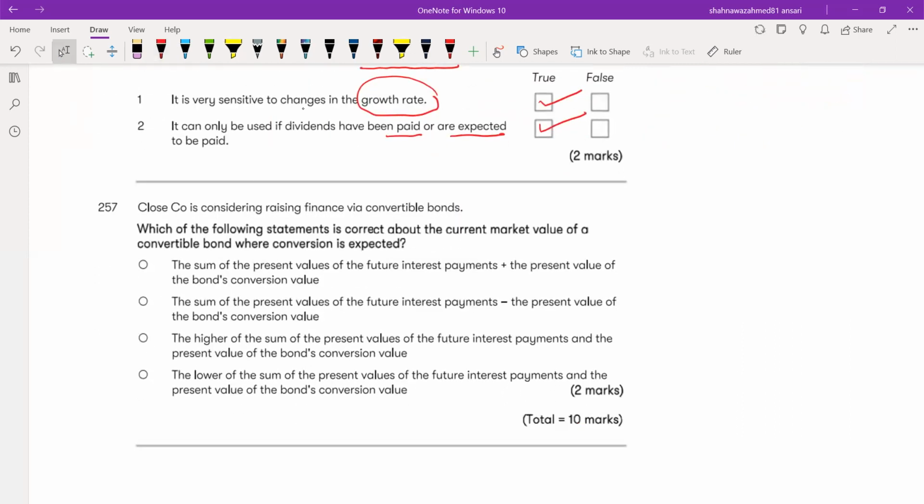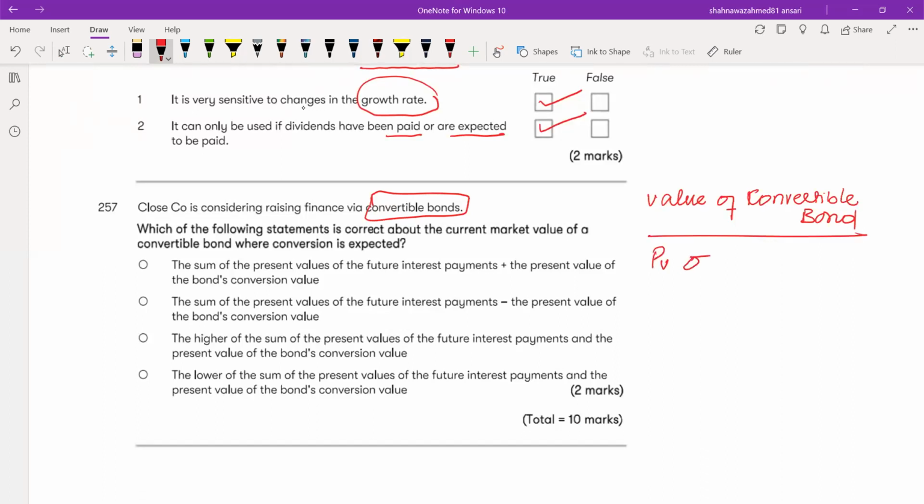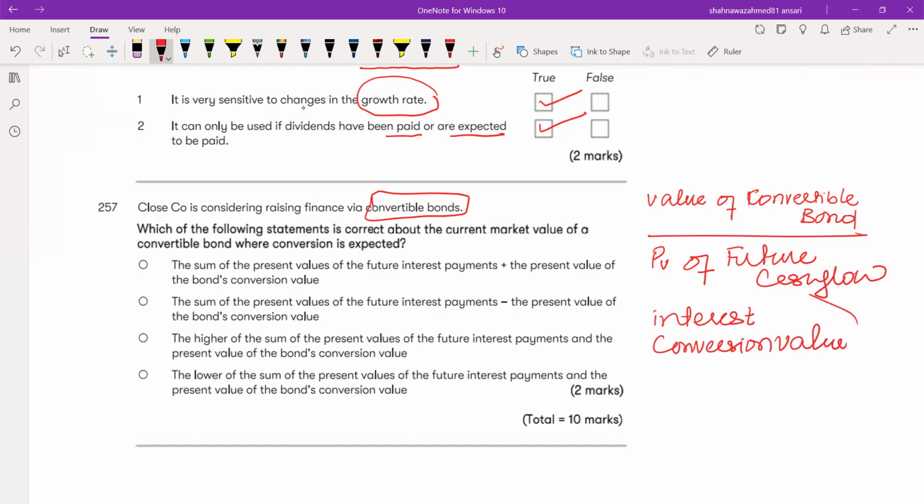Closed co is considering raising finance via convertible debts. Which of the following statements is correct about the current market value of a convertible bond where conversion is expected? How can we use the value of a convertible bond? In order to calculate the value of a convertible bond, we have to identify the present value of future cash flows related with the bond. Future cash flows incorporate the interest payment as well as the conversion value if conversion is likely. And we'll use the discount factor, which is the cost of debt.